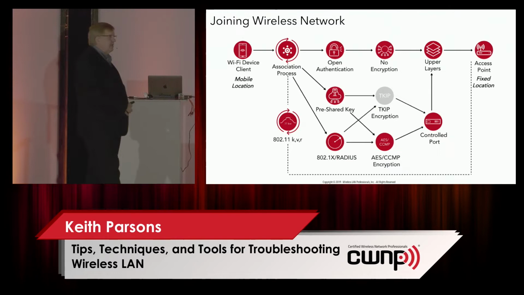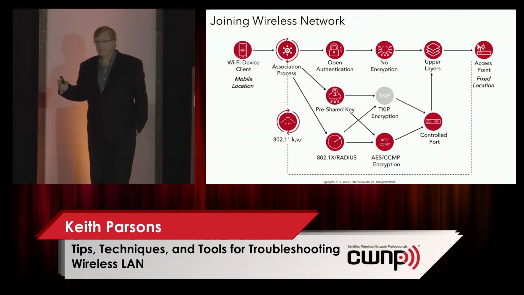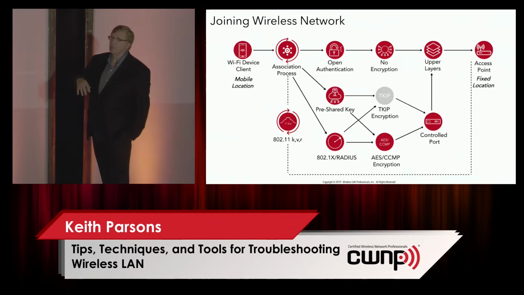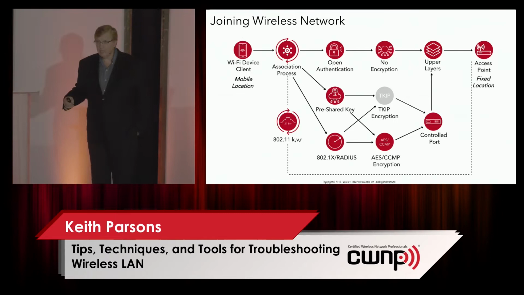Now, this one has a little loopy thing around association, because the association process is a loopy thing. It cycles through. Some clients do it every 90 seconds, every 60 seconds. Jerome Henry had some good presentations at Cisco Live where you can actually see the pattern of different clients, how often they go through this. And association isn't just association. It has to do with roaming, it has to do with all sorts of things.